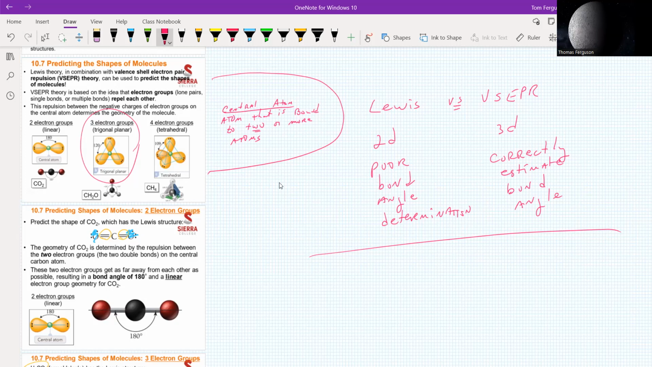Now, oxygen is capable of two bonds. So if it's two single bonds, it can be a central atom. But if it's a double bond, it can't be a central atom.